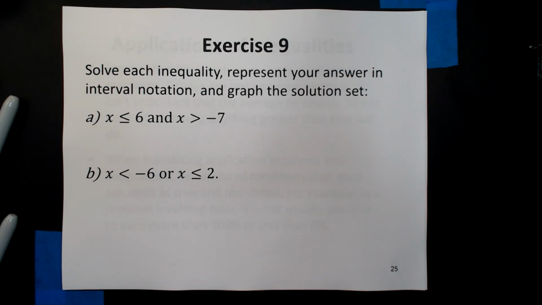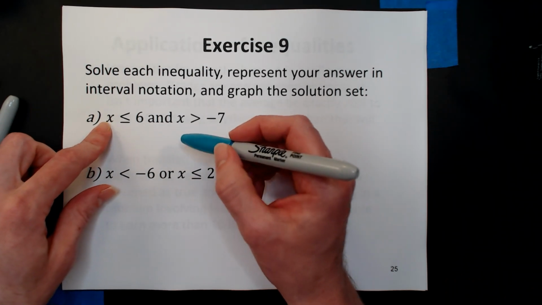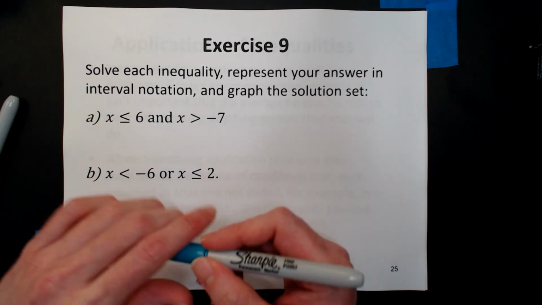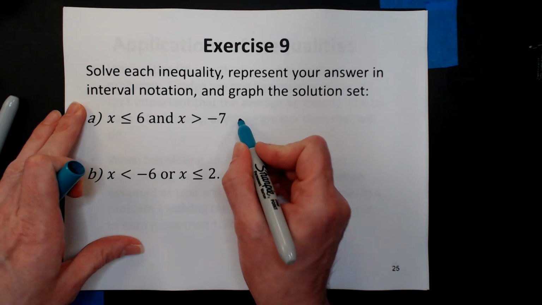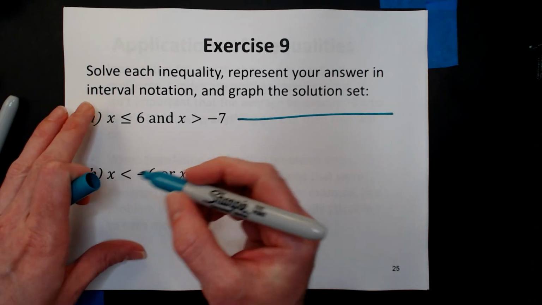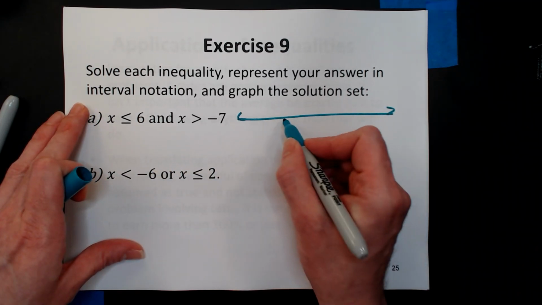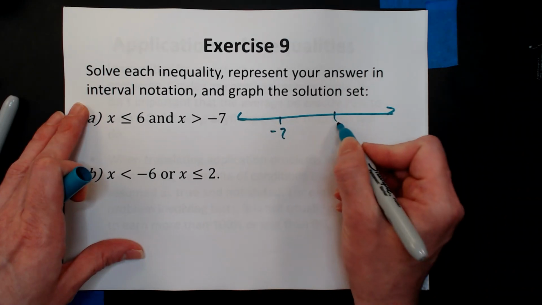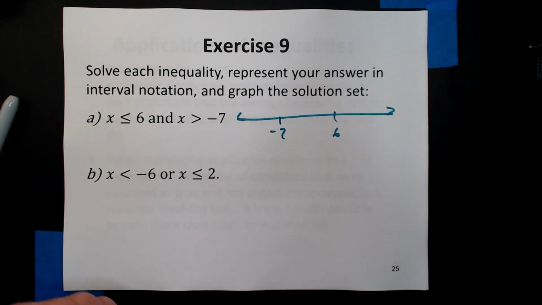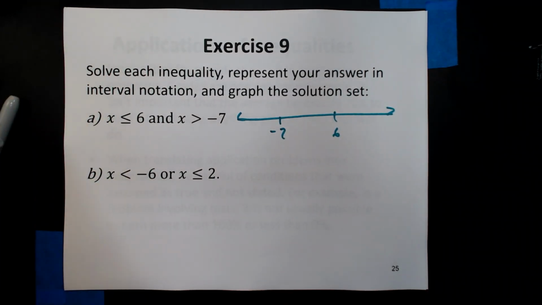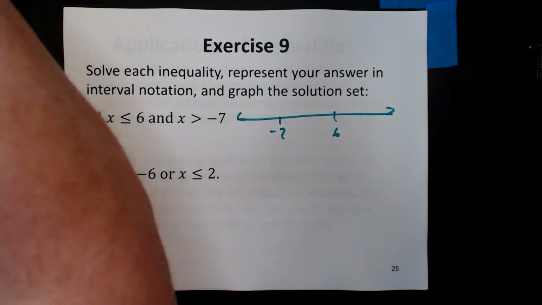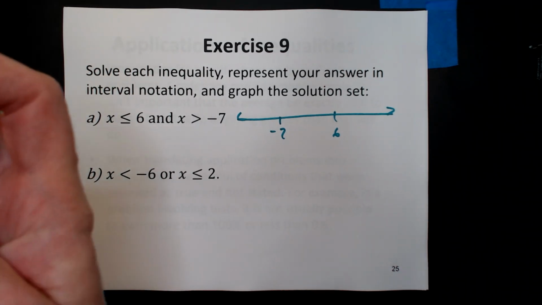So here we want to solve the inequality by representing our answer in interval notation and graphing the solution set. Here we don't have to solve our equations, although sometimes you have to solve an equation before you can do this. I'm going to get one number line, and I'm going to mark off -7 and 6 because those are important points. And here, let's see if I can get two opposing colors.